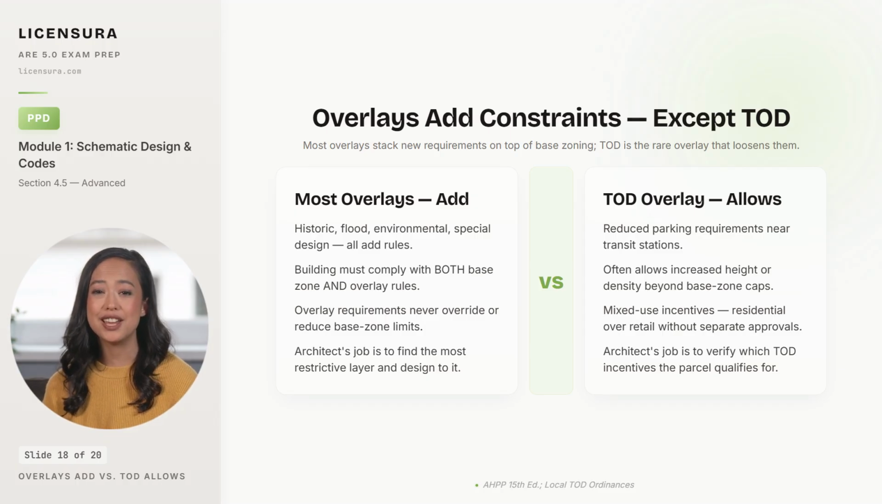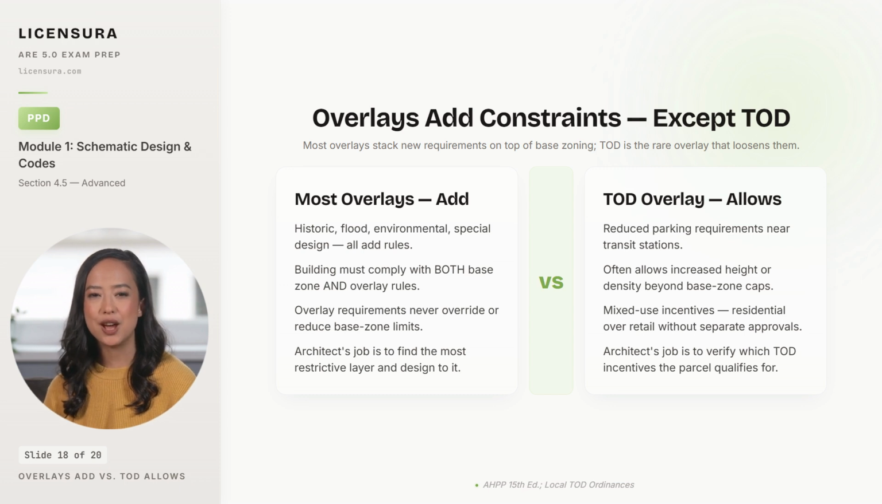Transit-oriented development overlays are the exception that proves the rule. TOD overlays exist to encourage density and mixed-use development near transit stations, so they explicitly reduce parking requirements, often raise height or FAR caps, and sometimes grant mixed-use entitlements without separate approvals. The trade is that the project must demonstrate genuine transit proximity and meet TOD design standards, typically active ground floor frontages and pedestrian-oriented site design.